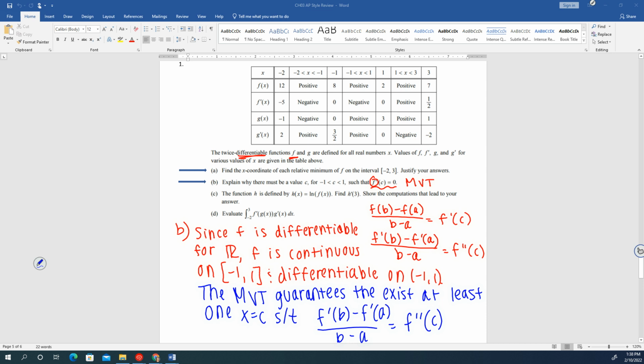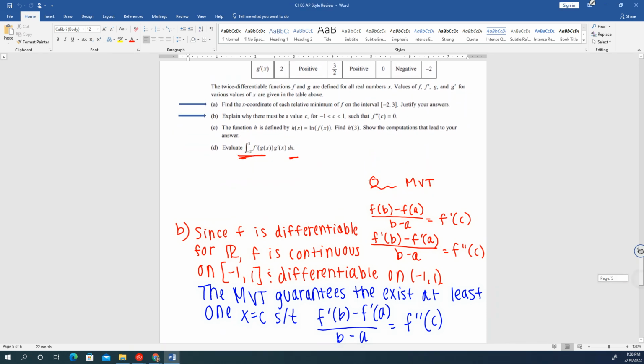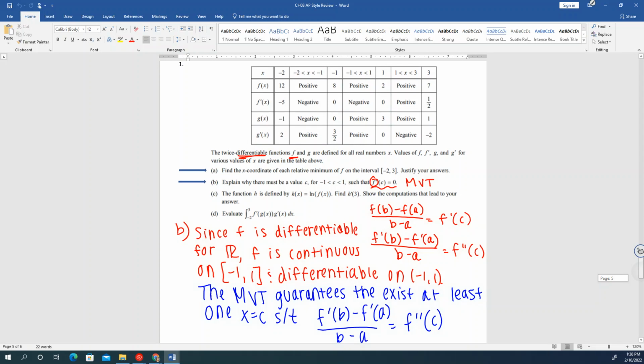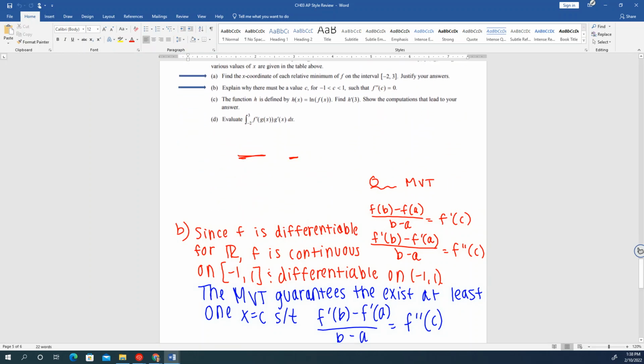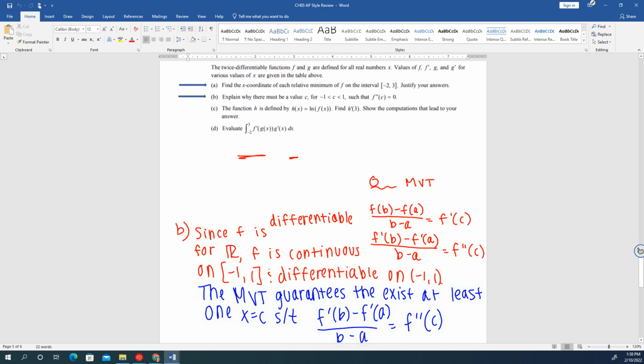Okay. I believe if I scroll, it's not going to save my ink. So let me drag it up. Okay, not worth it.